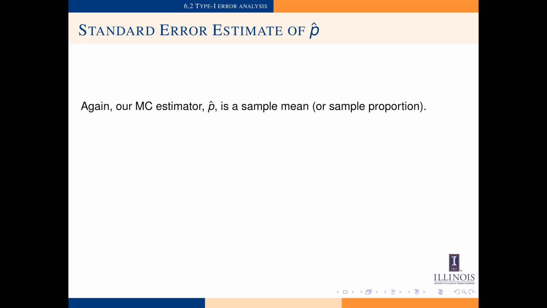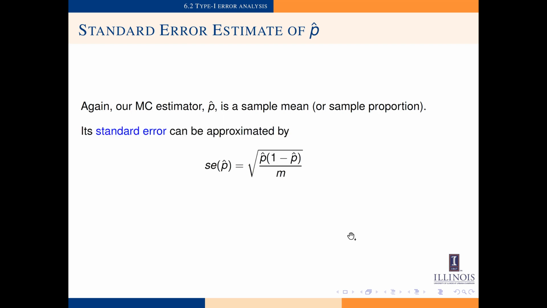Since our Monte Carlo estimator for the type 1 error rate, p hat, is again a sample mean, in this case a sample proportion, we know that its standard error can be approximated by SE of p hat, which is equal to the square root of p hat times 1 minus p hat divided by m. And because this is maximized at p hat equals 0.5, we know that this is always less than or equal to 0.5 divided by the square root of m. This gives you a method to approximate the amount of fluctuation you can expect in your Monte Carlo estimator for the type 1 error rate, given a particular number of replications m.